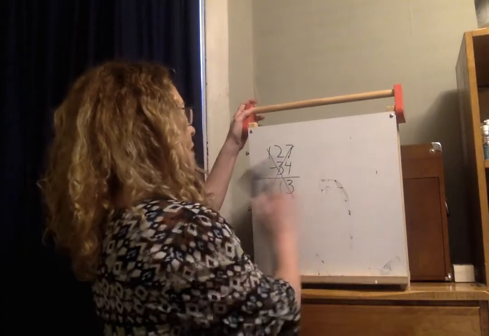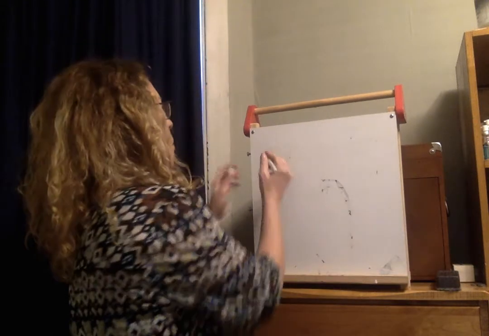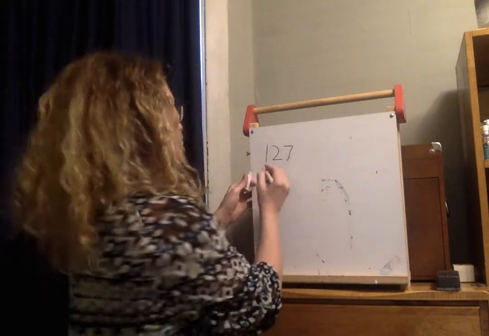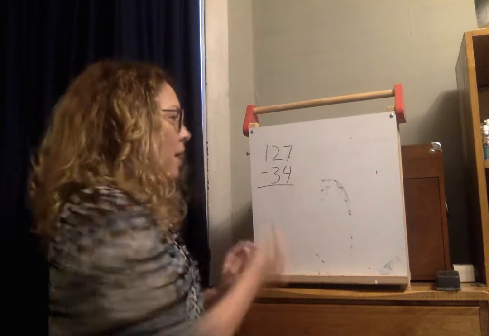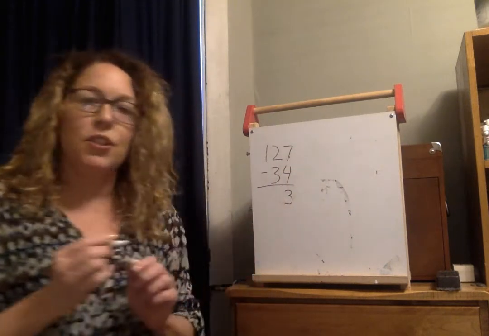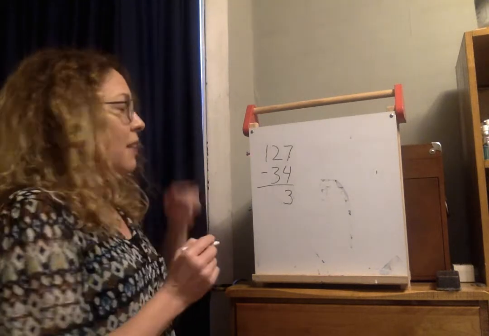So Miss Moshon's going to have to rewrite her problem over here. Oh my gosh. 127 minus 34. 7 minus 4 is 3. And then what do I need to do? I need to break it apart. I need to take this 100.